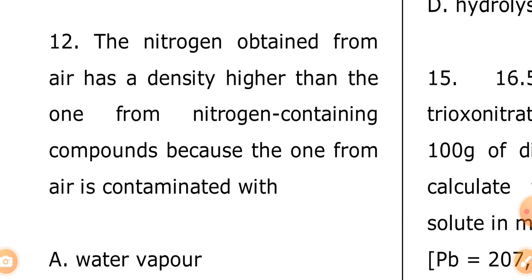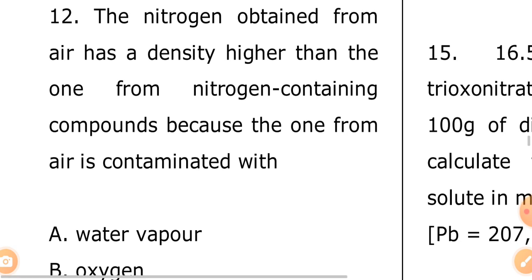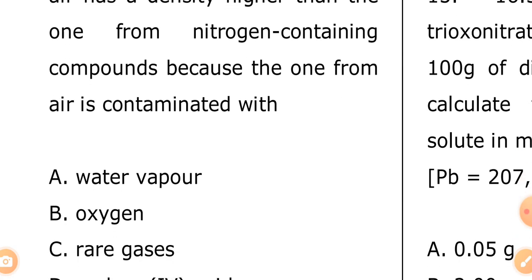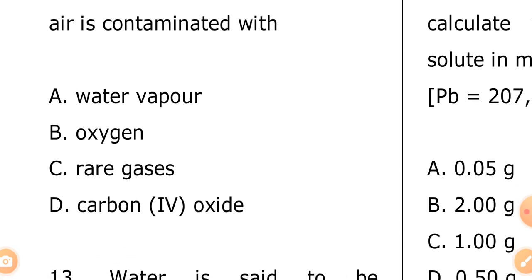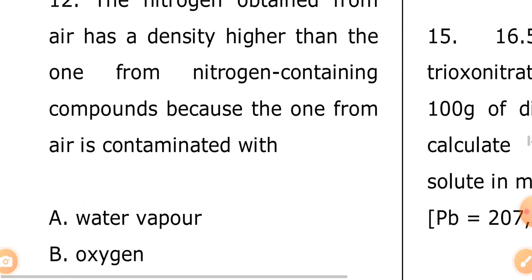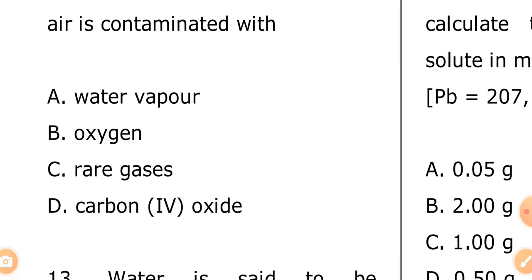The nitrogen obtained from air has a density higher than the one from nitrogen containing compounds because the one from air is contaminated with dash. A, water vapor. B, oxygen. C, rare gases. D, carbon dioxide. The answer actually is rare gases. The nitrogen in the air is contaminated by rare gases.